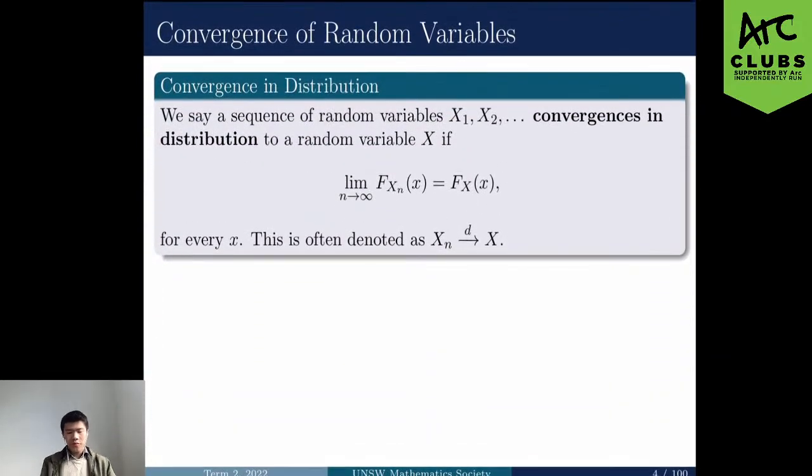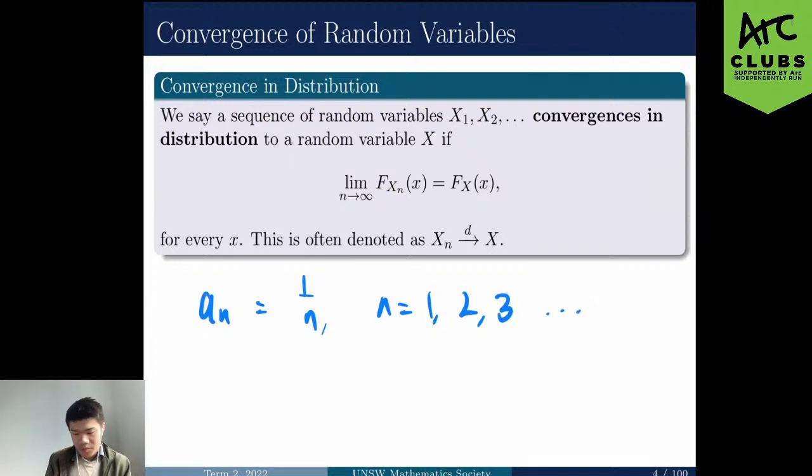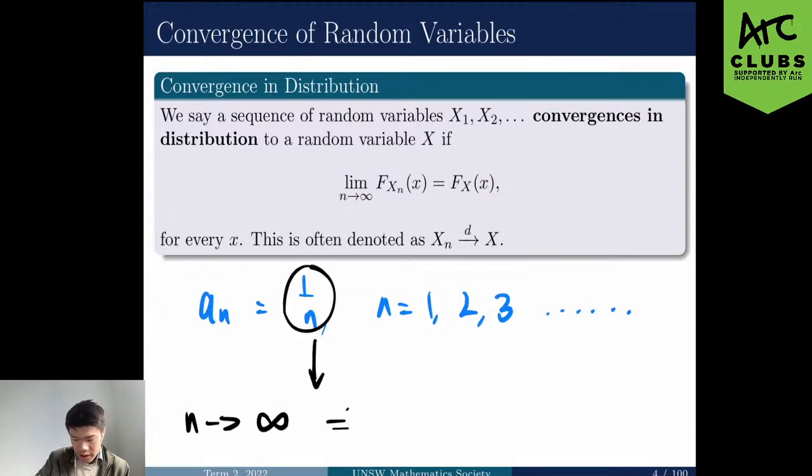Okay, so convergence of random variables. We've seen convergence before, essentially with real numbers, right? If we have a sequence like an equals 1 on n, for n equals 1, 2, 3, and so on, then as n gets really large, informally speaking, this fraction becomes really small. So we basically say as n approaches infinity, an approaches 0.